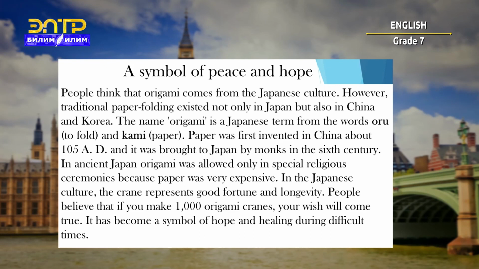Paper was first invented in China about 105 AD, and it was brought to Japan by monks in the 6th century. In ancient Japan, origami was allowed only in special religious ceremonies because paper was very expensive. In the Japanese culture, the crane represents good fortune and longevity. People believe that if you make 1,000 origami cranes, your wish will come true. It has become a symbol of hope and healing during difficult times.